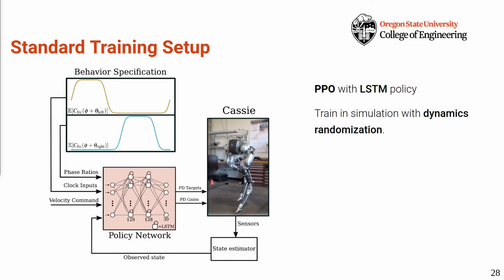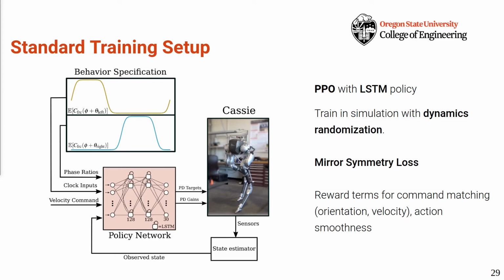An important part of our approach is that we use a traditional, proven training setup with nothing novel or fancy. We use proximal policy optimization with an LSTM controller, trained in simulation using dynamics randomization. The controller outputs PD set points and gains at 40 Hz for an underlying PD controller which runs at 2 kHz. Using this setup, we found that we can reliably transfer learned policies directly from simulation to hardware.